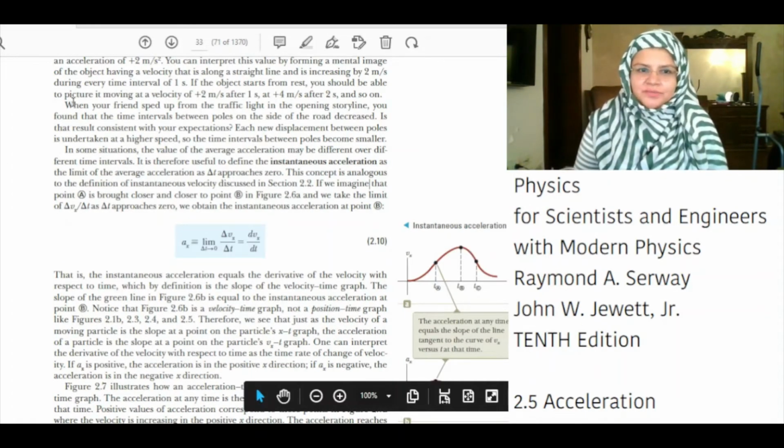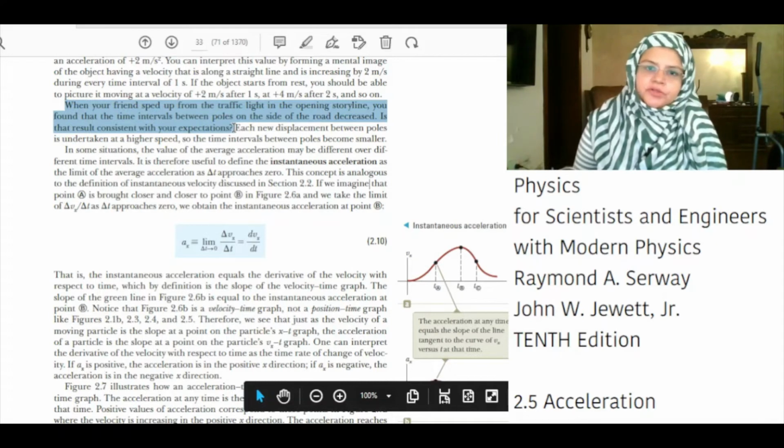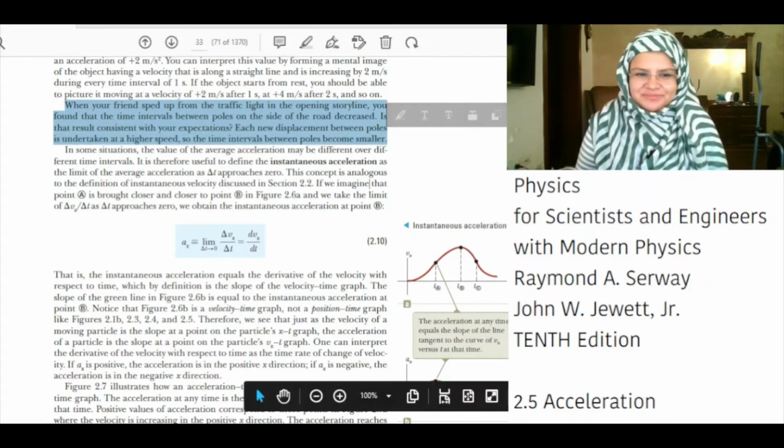When your friend sped up from the traffic light in the opening storyline, you found the time interval between the poles on the side of the road decreased. Is this result consistent with your expectation? Yes, it is. Each new displacement between the poles is undertaken at higher speed, so the time interval between the poles becomes smaller.